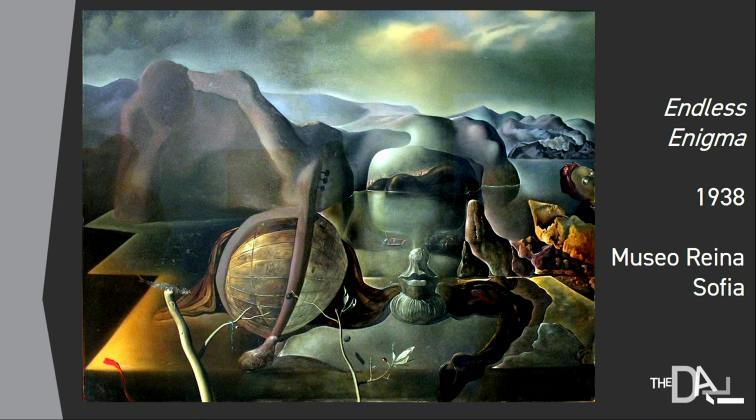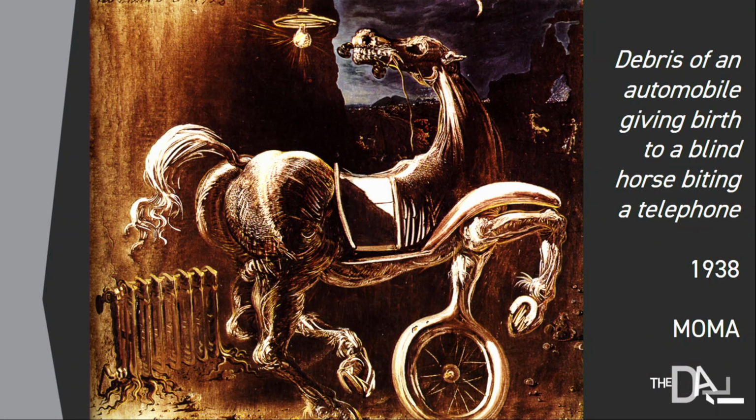It's one of these very elaborate double image paintings, but the particular image in the middle, Dalí refers to as a monster. And then, of course, nothing is more monstrous than this last painting referring to Guernica, which is the debris of an automobile giving birth to a blind horse biting a telephone. It's absurd, it's crazy, it's way over the top, it's goofy, and at the same time, it's monstrous for sure.